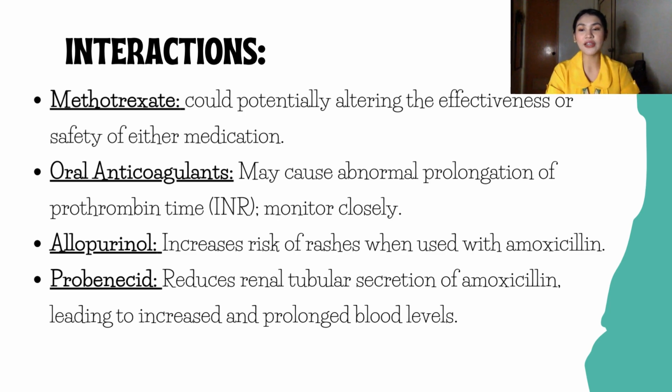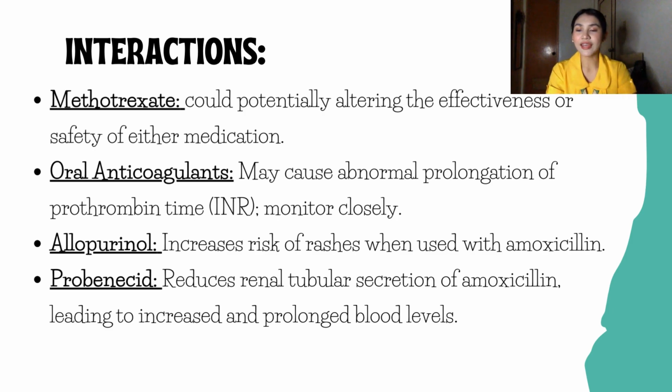Next, we have oral anticoagulants, which may cause abnormal prolongation of prothrombin time, and we must monitor them closely. Oral anticoagulants are medications that help prevent blood clots from forming in our blood vessels. Examples of these include warfarin and apixaban. Concurrent use with amoxicillin can lead to abnormal prolongation of prothrombin time, which necessitates careful monitoring and possible dose adjustment.